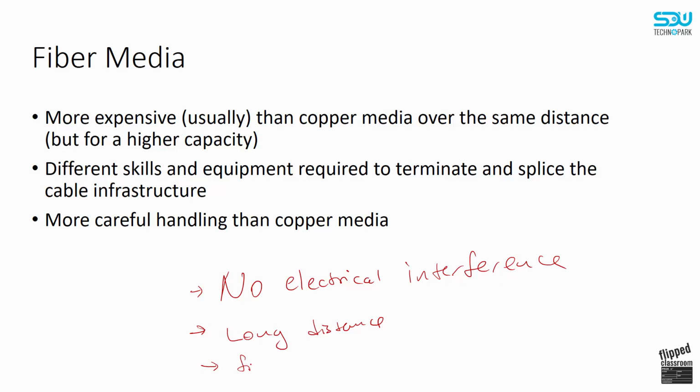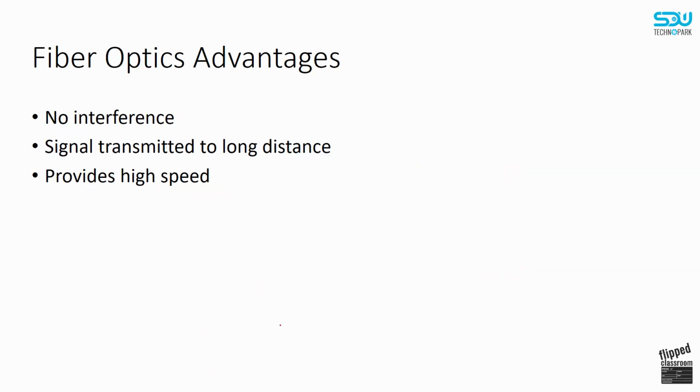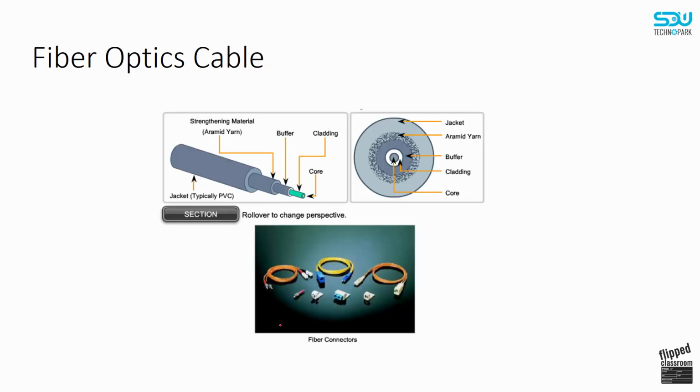Disadvantage: it is very fragile. It can be damaged very easily. And these are actually advantages, and also it can provide high speed. And this is how the fiber optics looks like.